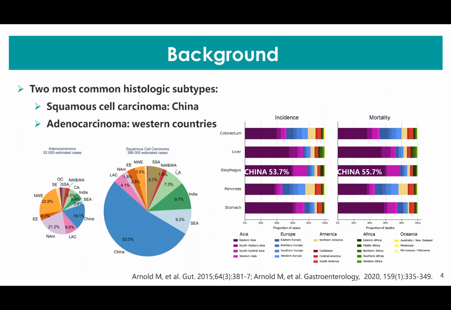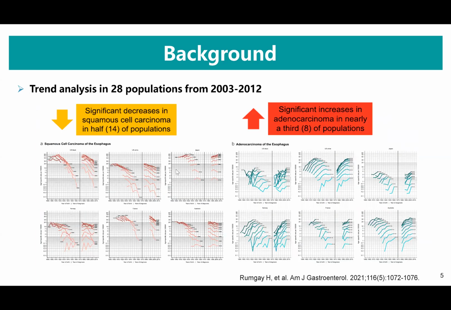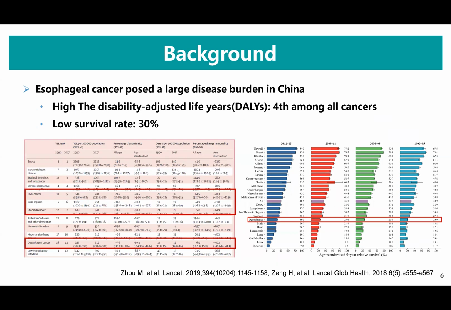The two primary histological subtypes are esophageal squamous cell carcinoma and esophageal adenocarcinoma. EAC was common in Western countries, while over half of all cases of ESCC occurred in China. Previous studies show that the trends of ESCC and EAC differ in populations, and the trends may be associated with a mix of birth cohort and period effects.